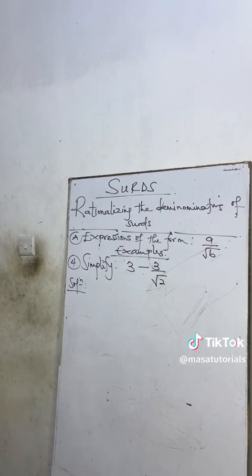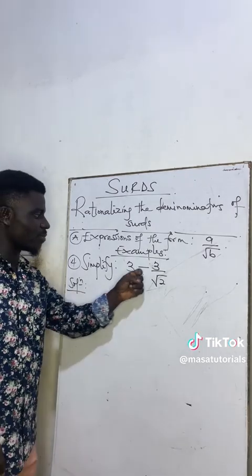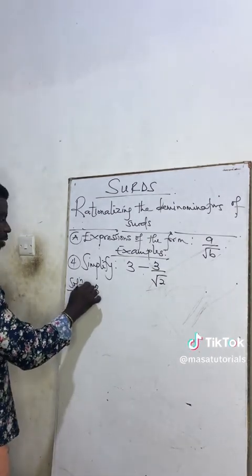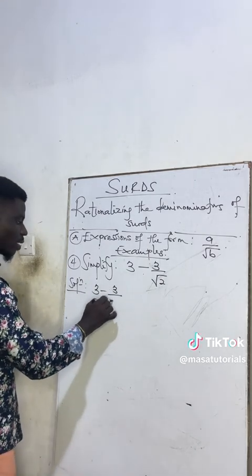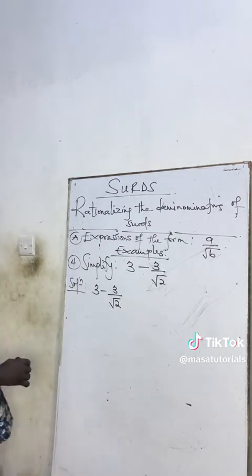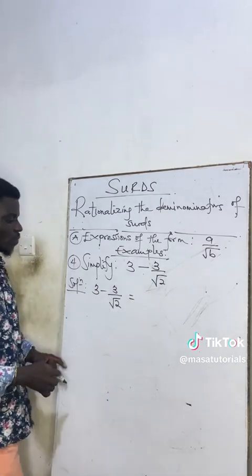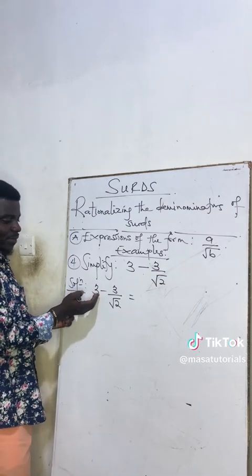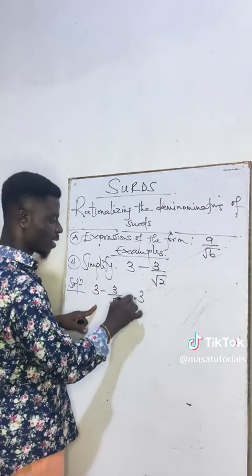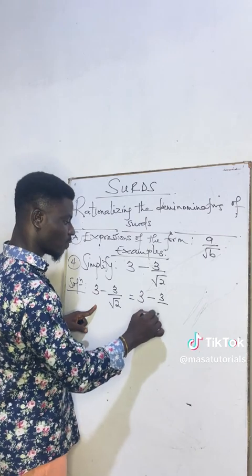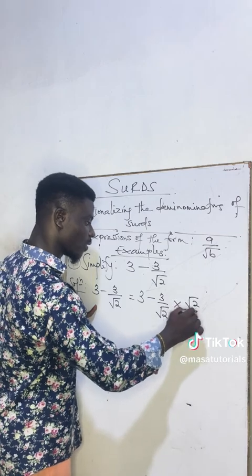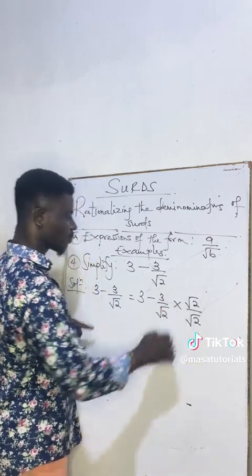All right, let's see this one. Simplify 3 minus 3 over square root of 2. Now we need to rationalize this one. Forget about the 3 here. So we have 3 minus 3 over square root of 2. So we multiply. We are rationalizing that.